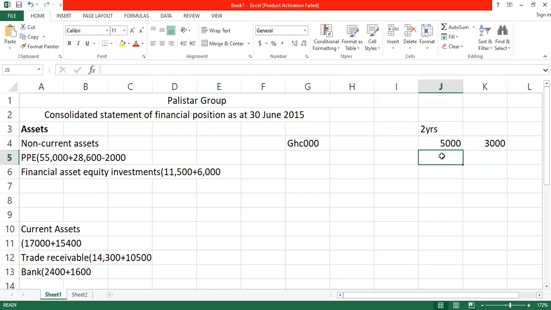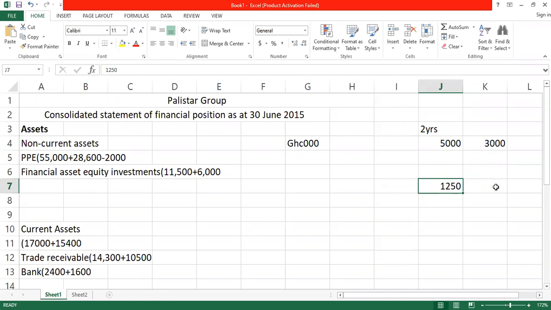So if you have 5,000 divided by 2, it is 2,500. 6 months is how much? It will be 1,250. Yes, 1,250. But if you're using a new value, that is the old depreciation that you charge to statement of profit or loss account because you are not aware of the fair value adjustment.